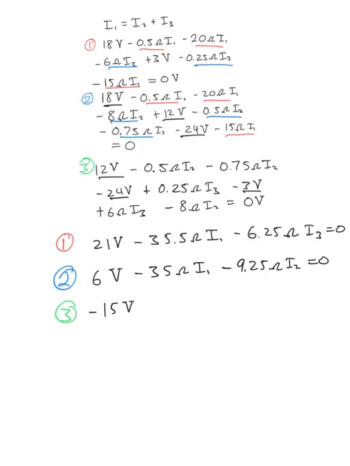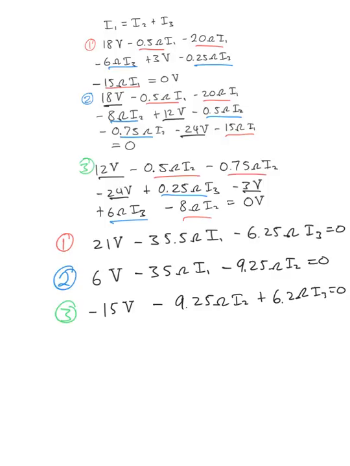We also have I2 terms, which total, just like in the last one, negative 9.25 for our I2 terms. So we subtract 9.25 ohms times I2. And we have I3 terms, which are actually both positive. So we end up with plus 6.25 ohms multiplied by I3, and that also equals 0.